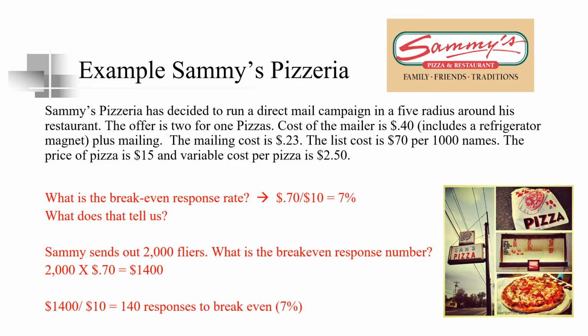Well, all right, so it's 2,000 people, and of course, every one of those people, it costs me 70 cents to communicate with them, so it costs me $1,400. So if I take $1,400 and divide that by $10 profit for each order, I need 140 responses to break even, which of course is 7% of 2,000. So I need 7% of the people, or 140 people, to break even.